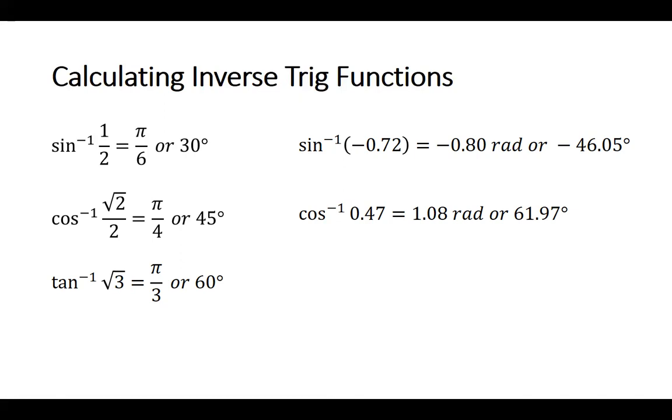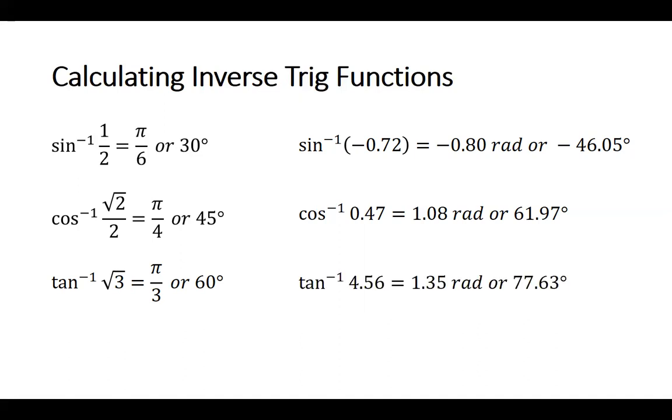So do realize that even though your calculator always gives you a reference angle, an angle that's less than 90 degrees, or less than pi over 2 if you're dealing in radians, we can then relate that to the other quadrants where that function has the same sign.